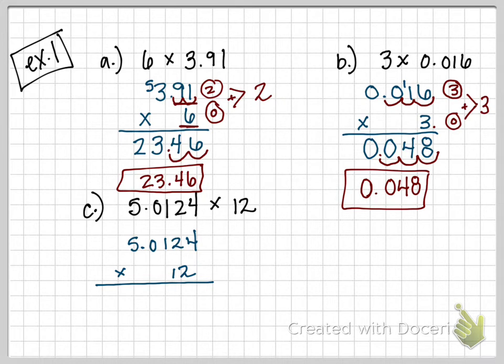So 2 times 4 is 8. 2 times 2 is 4. 2 times 1 is 2. 2 times 0 is 0. 2 times 5 is 10. So I get a big old long number here.